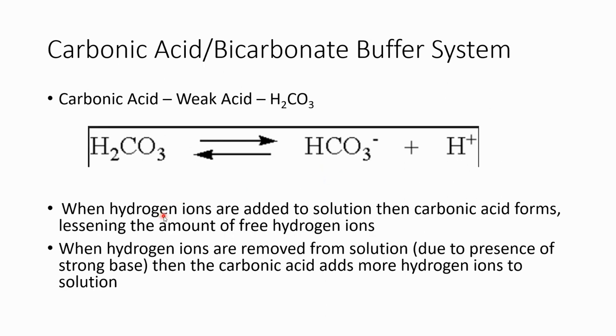When hydrogen ions are added to solution, then carbonic acid forms. So when you've got hydrogen ions in solution, it will reverse and form carbonic acid, lessening the amount of this free hydrogen, making the area less acidic. When hydrogen ions are removed from solution due to the presence of a strong base, bicarbonate ions would be considered a strong base, then the carbonic acid adds more hydrogen ions to solution.